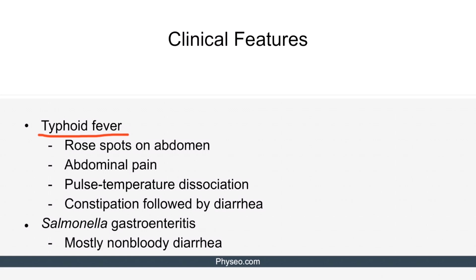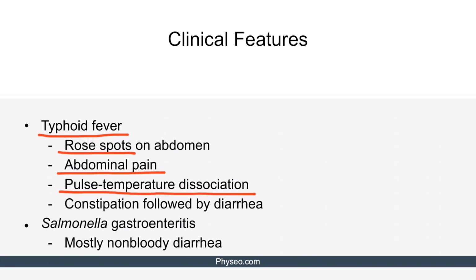Now, typhoid fever is characterized by pink macular rash on the abdomen, sometimes referred to as rose spots. And the patient can often have abdominal pain. And the pulse temperature dissociation is often common. Let's discuss this. This means that there's a rise in pulse that is not proportional to the rise in temperature.